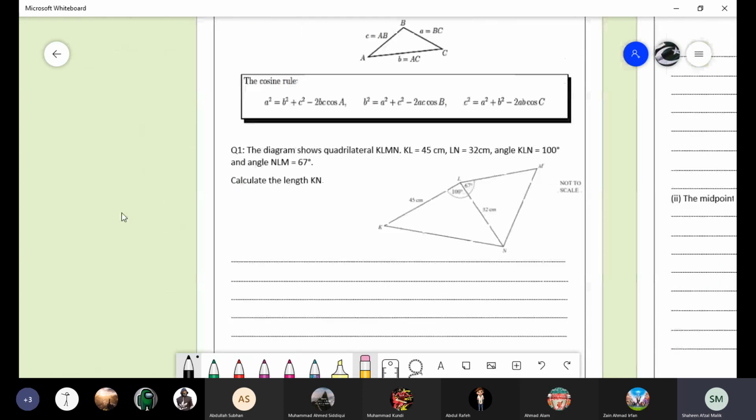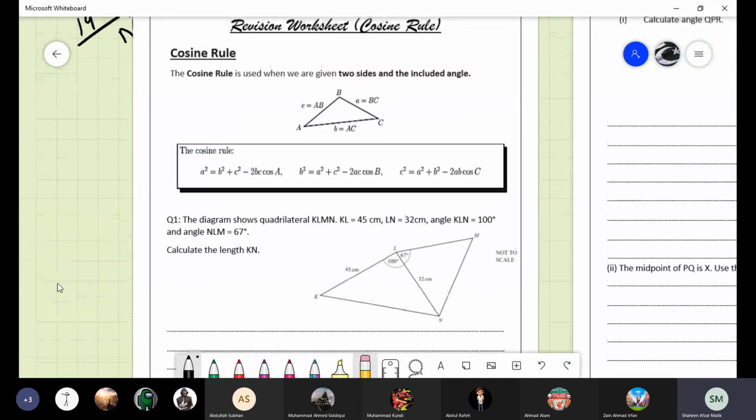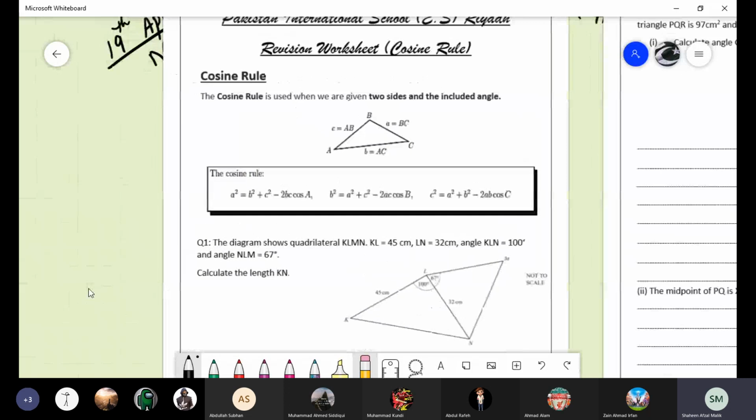So let's start with the very first page of this worksheet. This is a revision worksheet of the cosine rule. What is the cosine rule? We have two conditions of the cosine rule, and this is the first one. When the two sides and the included angle are given to you, which formula you have to apply.